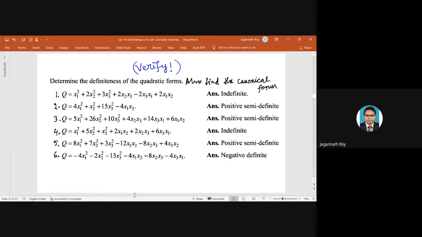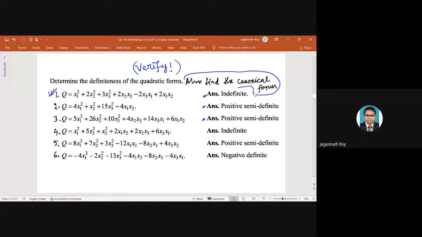Now this is to find out the definiteness of the quadratic form. There are 6 tasks I have included here. Your task is to verify whether they are positive definite, indefinite, or other. So try to verify these results, whether these are correct, and also find the corresponding canonical form. Don't forget to find it.